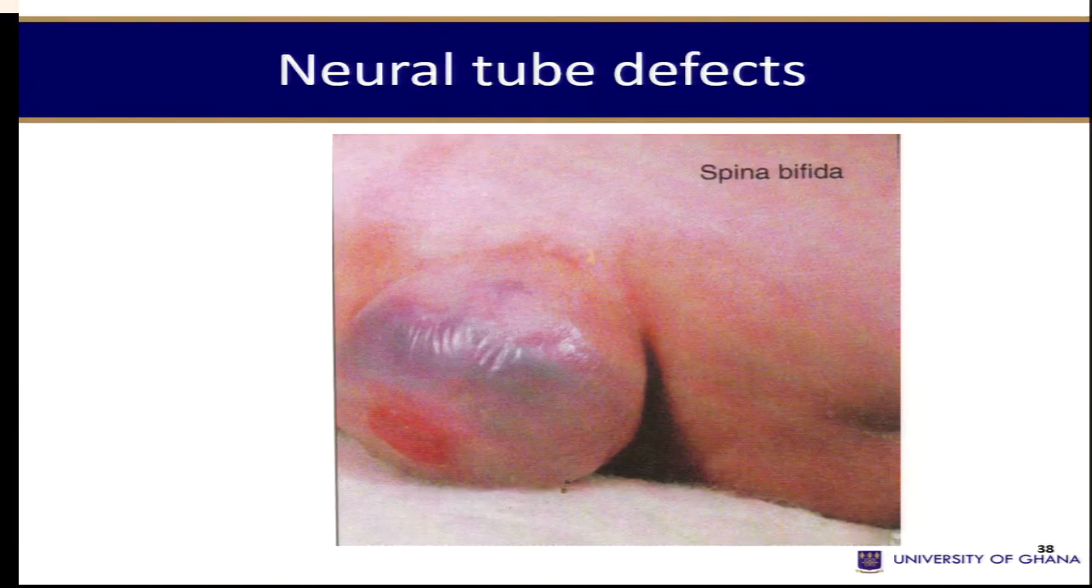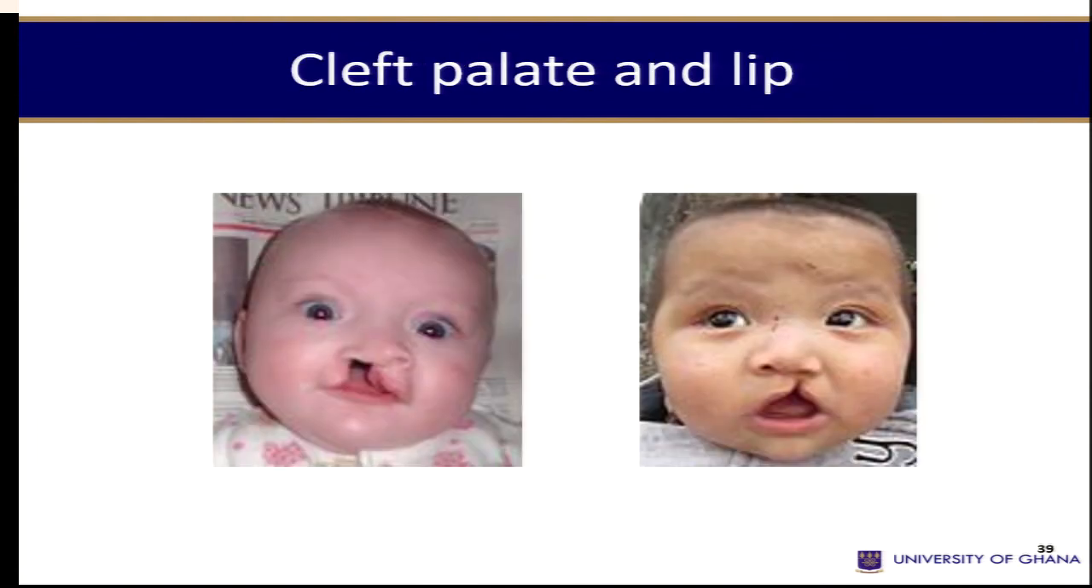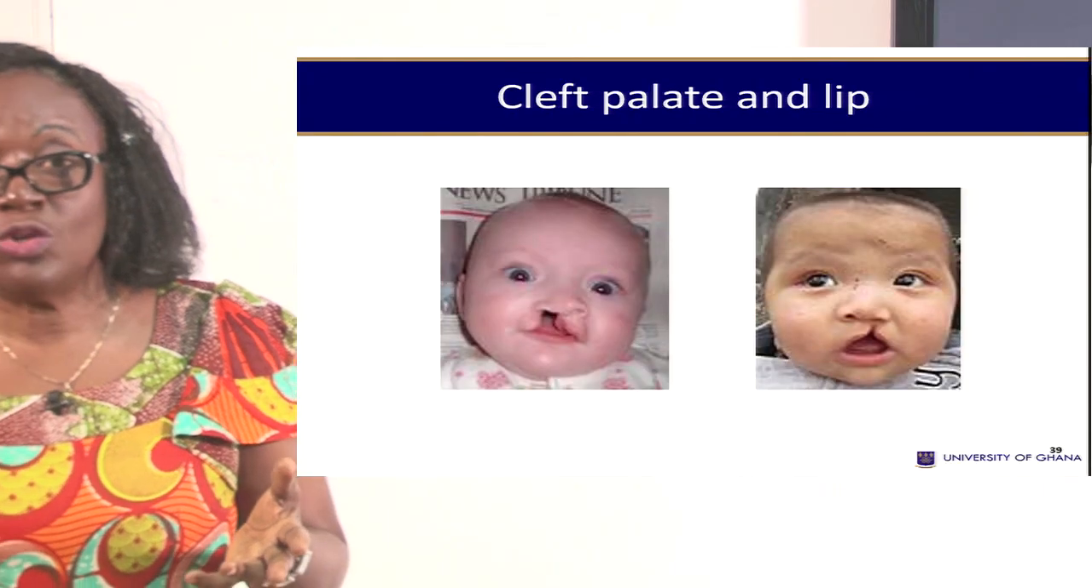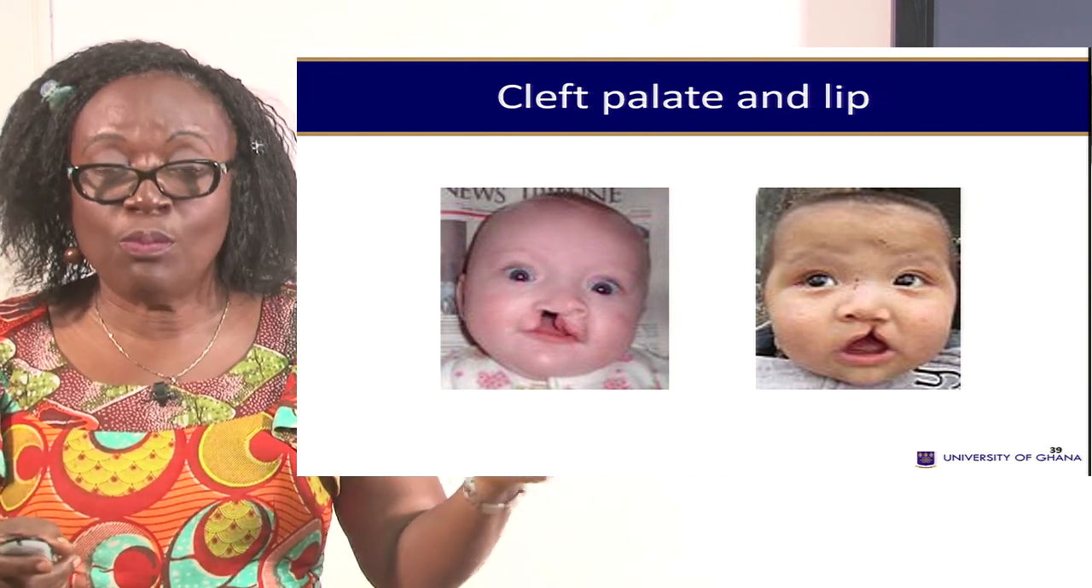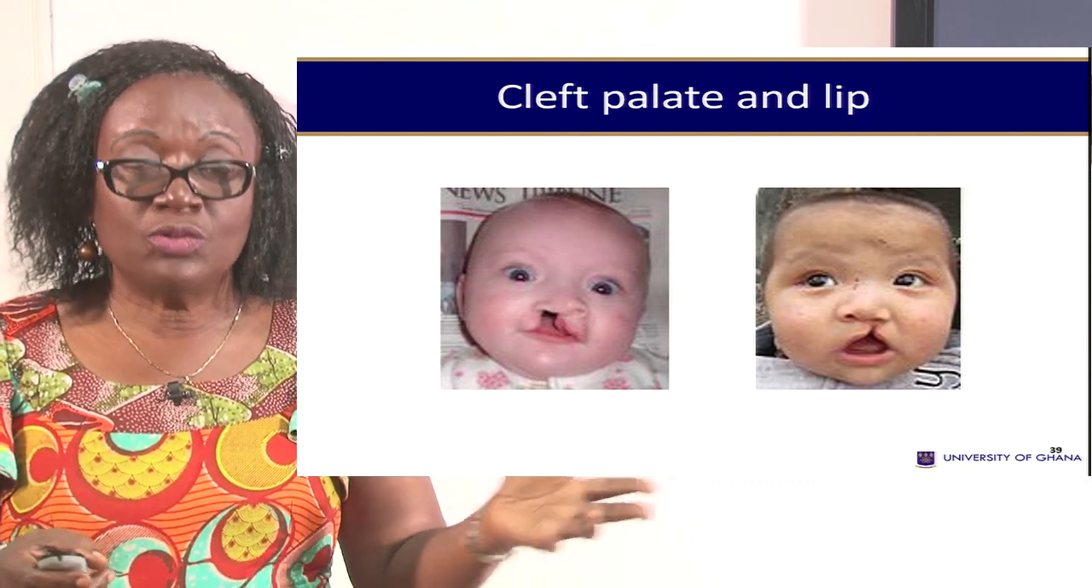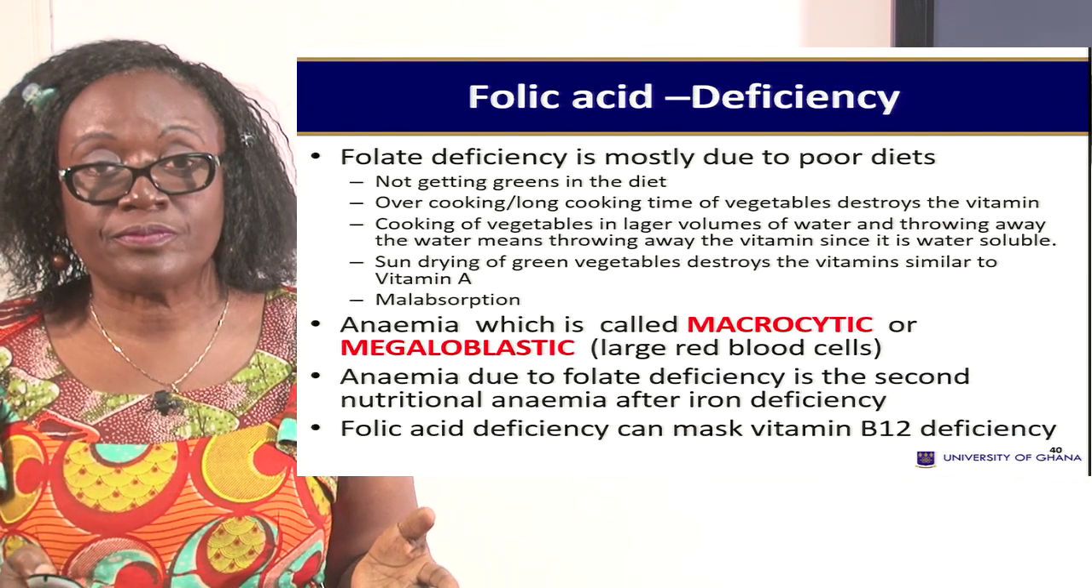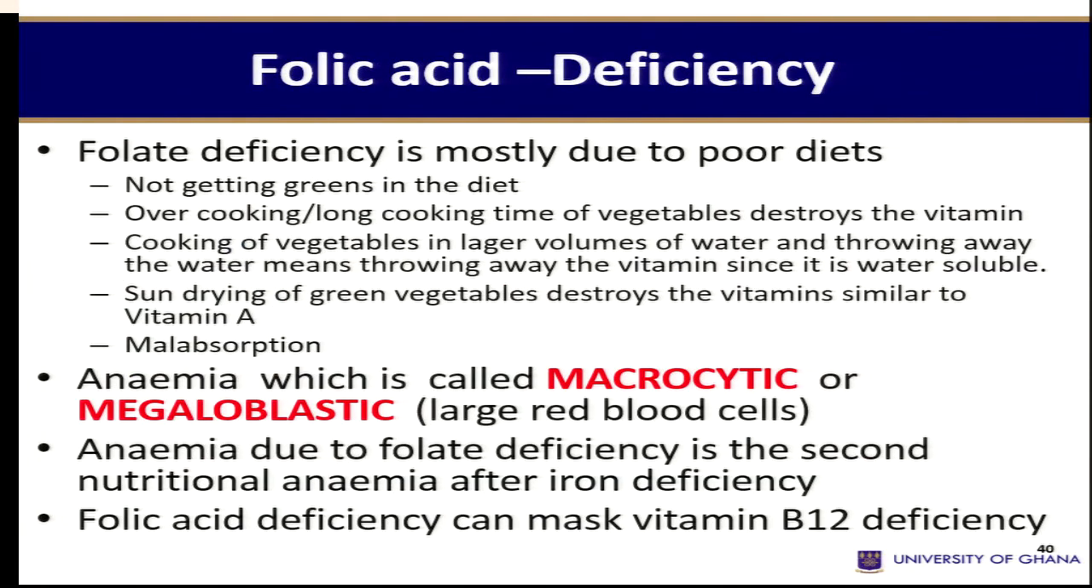Another form, when the child is lying like this, you think that is the head, but that is the defect due to the spine malformation. And then with the cleft lip and palate, I'm sure you've seen some of these things in the newspapers where people are asking for money to help go through plastic surgery. Yes, that is waste of money, because a good diet could have prevented some of these things. So folic acid deficiency is critical, and it is a major challenge in Ghana and beyond, most of the developing countries.